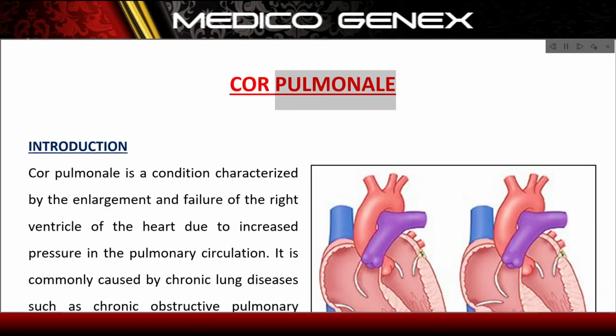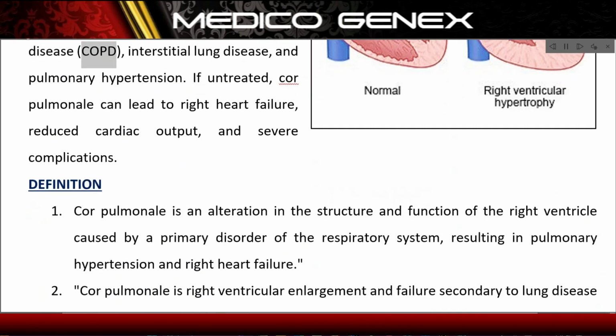Cor pulmonale. Introduction. Cor pulmonale is a condition characterized by the enlargement and failure of the right ventricle of the heart due to increased pressure in the pulmonary circulation. It is commonly caused by chronic lung diseases such as chronic obstructive pulmonary disease, COPD, interstitial lung disease, and pulmonary hypertension. If untreated, cor pulmonale can lead to right heart failure, reduced cardiac output, and severe complications.